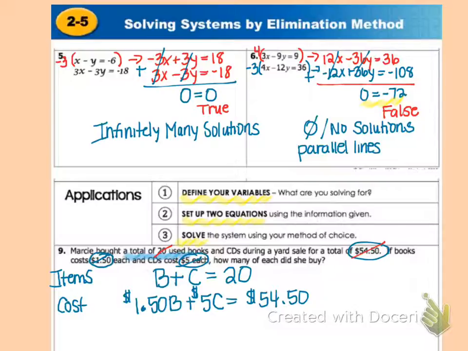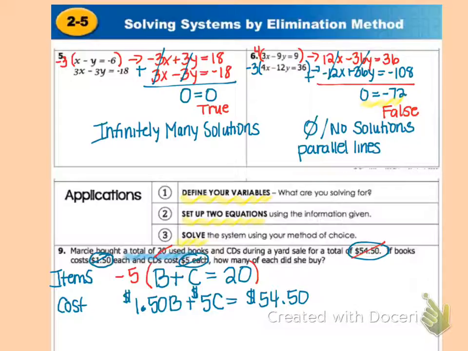So now we want to take a look and pick a method to solve. Well, this one wouldn't be too bad to use substitution for. I mean, our top equation up here could be pretty easy to solve for B or even for C. And it wouldn't even be bad to use the elimination method, because if we just multiplied, say, this top equation by -5, we could rewrite it so that the coefficients of this C are just opposites of each other.